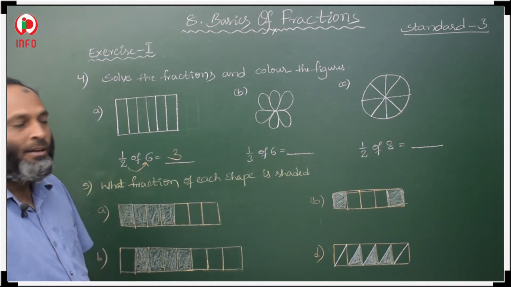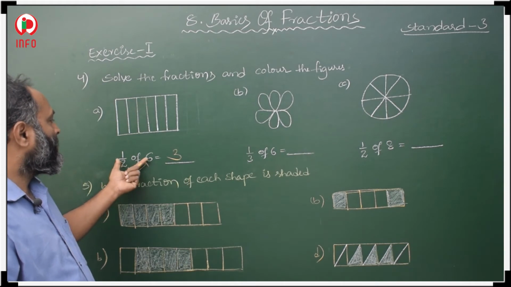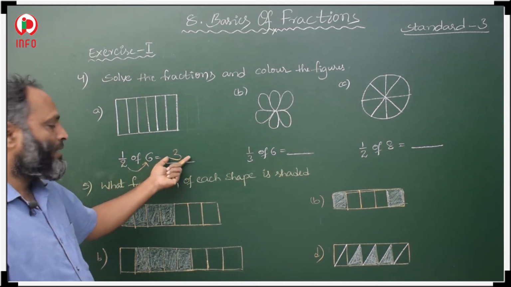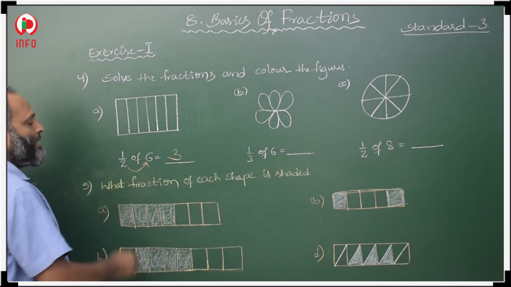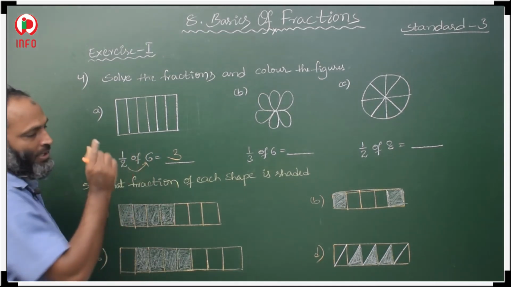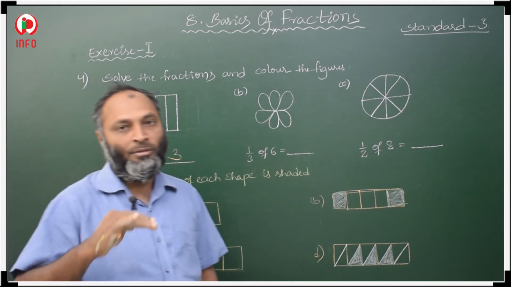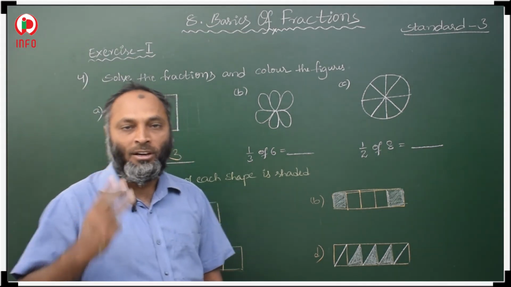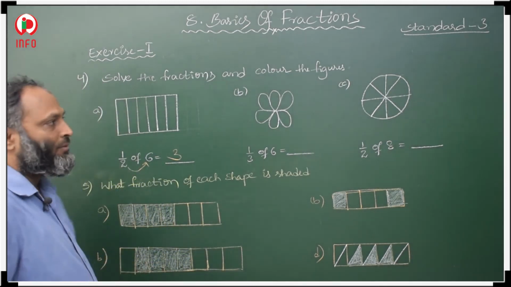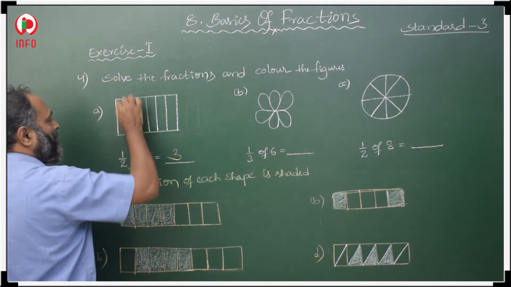It means after solving, what is our answer? 3. It means we have to shade 3 parts out of 6 parts. In these 6 parts, if we want to shade half, it means 3 parts we have to shade. How many parts? 3 parts we have to shade. So any 3 parts you can shade.